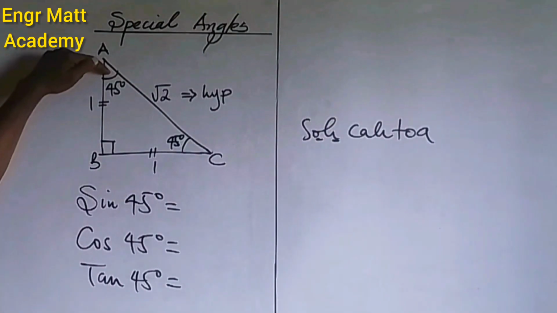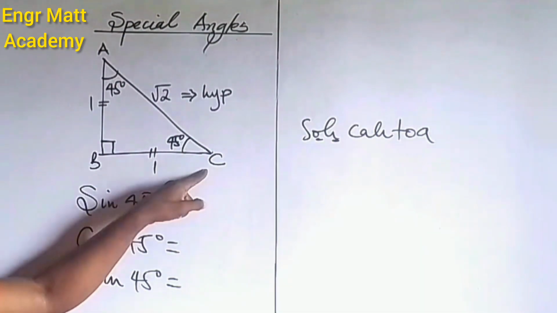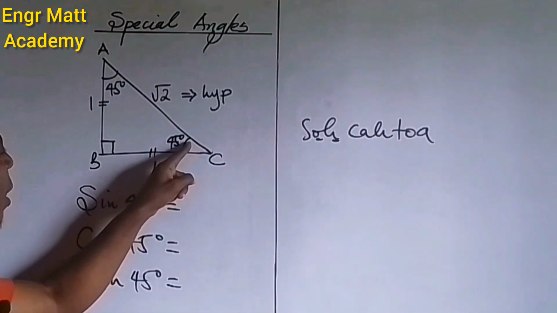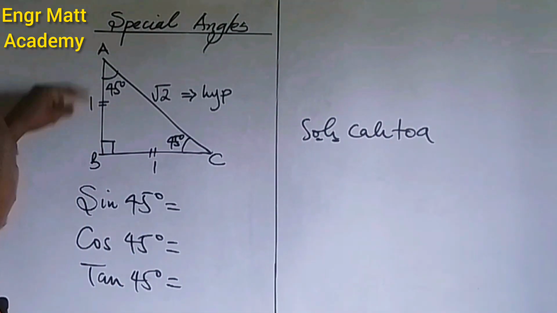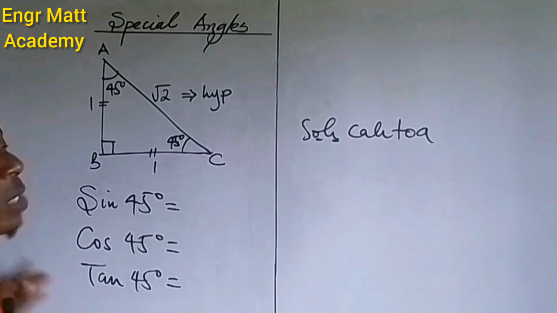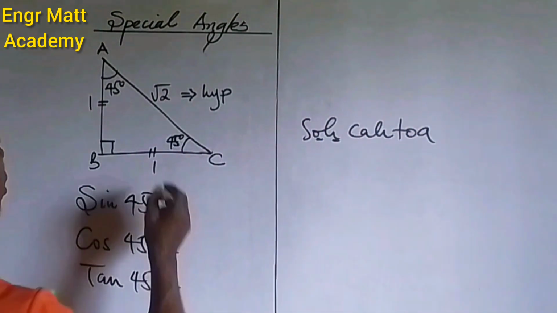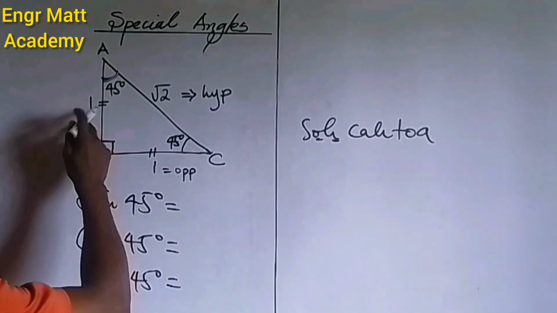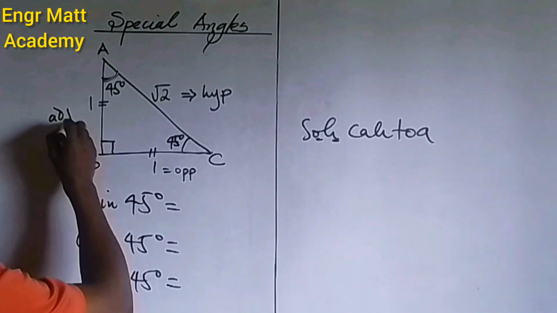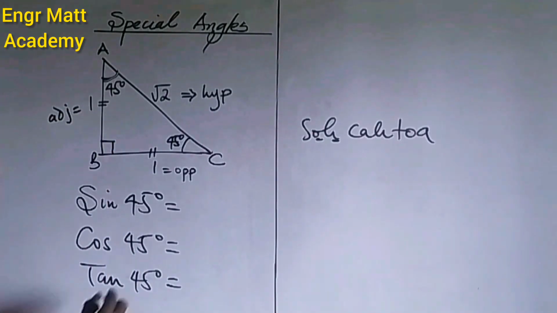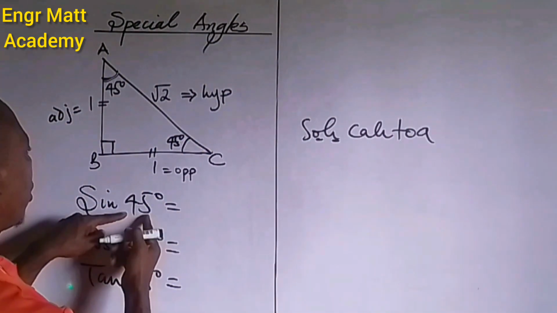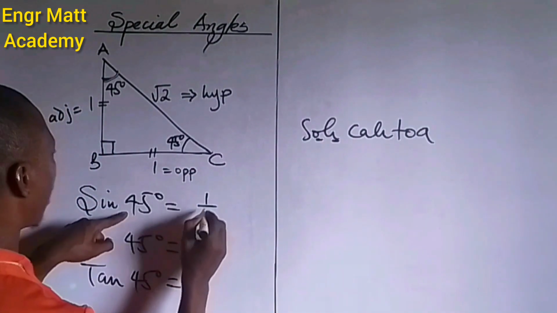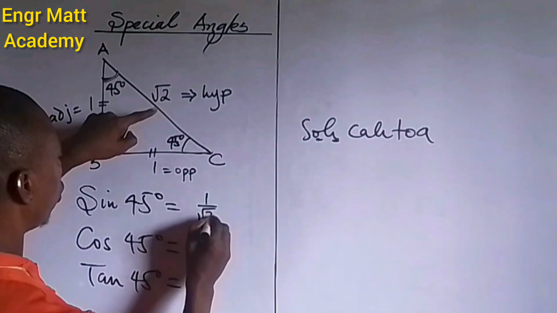If we use this one, BC na the opposite. And what will be the length? Now 1. Even if we use this one, AB na be opposite, and the opposite na still 1. So we fit use anyone wey we like. So make we talk say we dey use this one. Opposite go be 1. It means say this side na the adjacent, and the adjacent na still 1. So sine 45 degrees mean opposite over hypotenuse. Opposite na 1 over hypotenuse root 2.